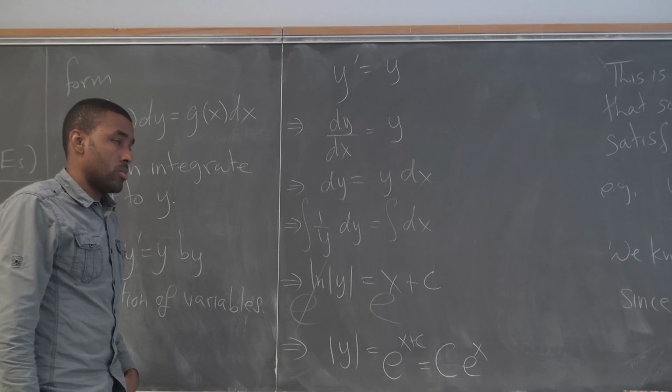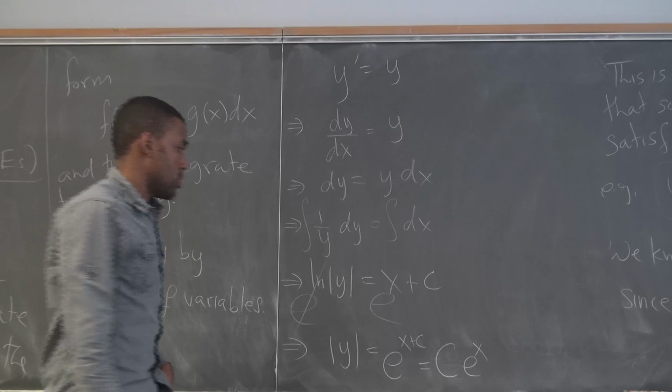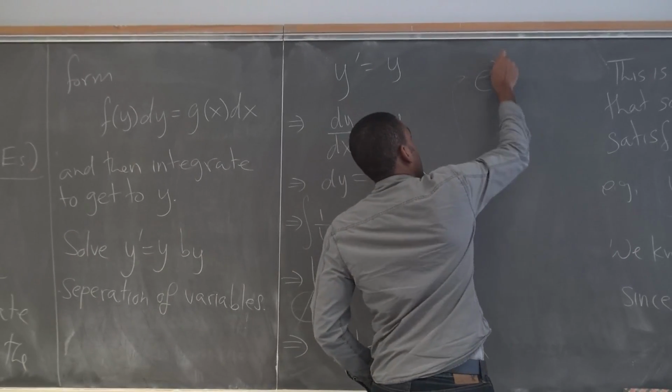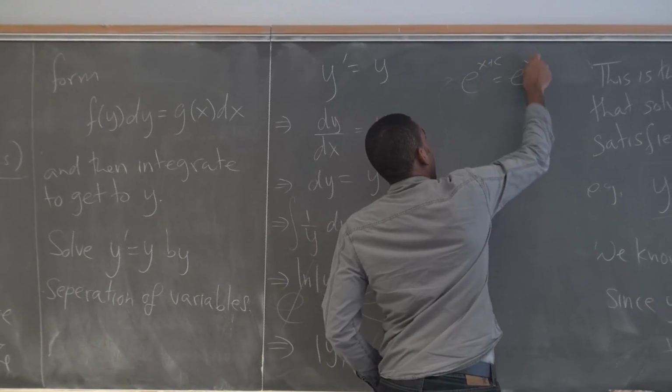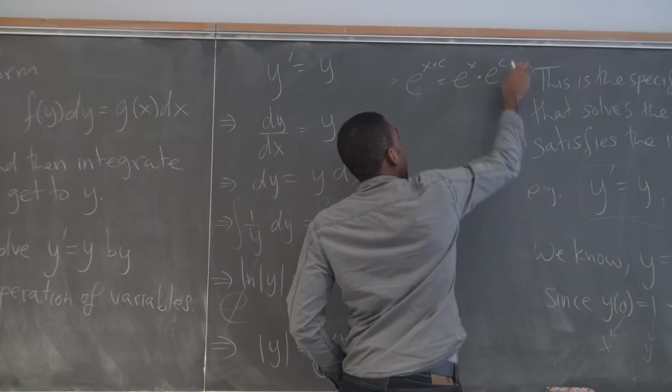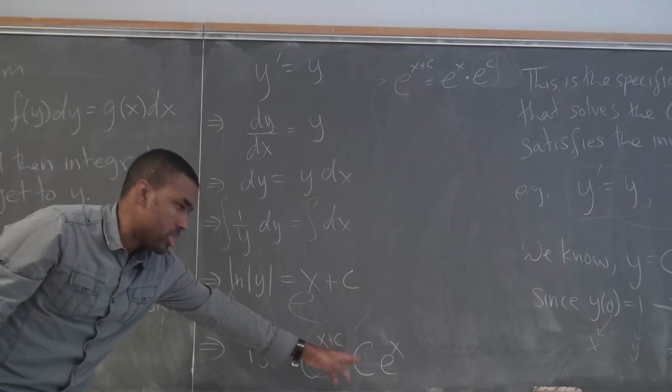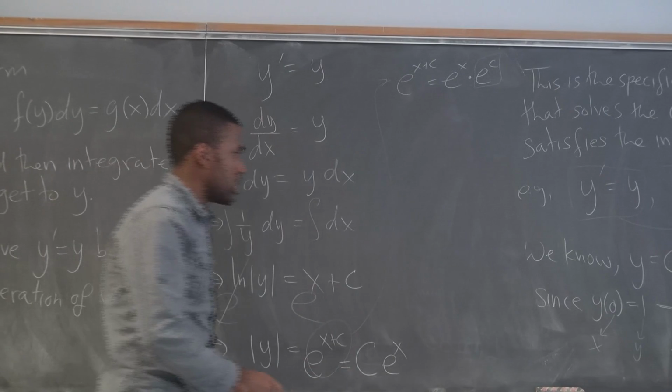Oh, because it's e to the x plus e to the c. Well, times, right? If you have e to the x plus c, that's just e to the x times e to the c, and then that's just a constant. I just call it a big C, right? Technically, these two c's aren't the same, but who's keeping score?